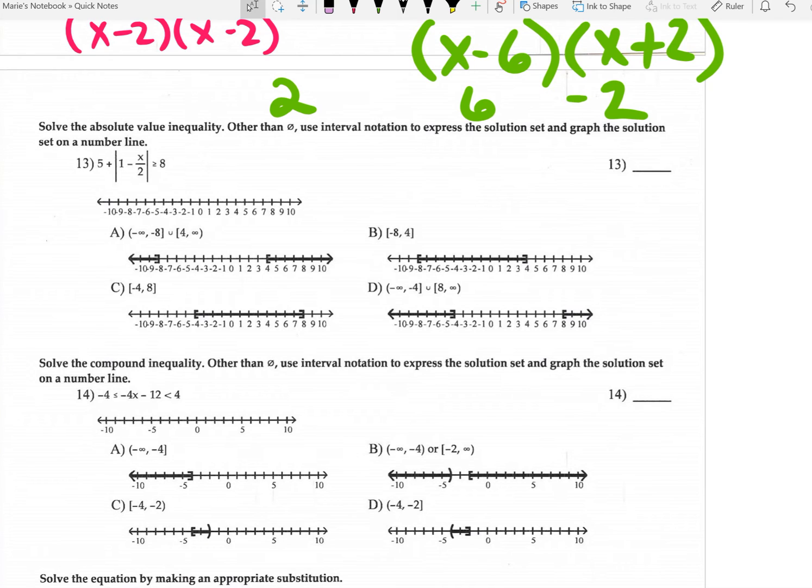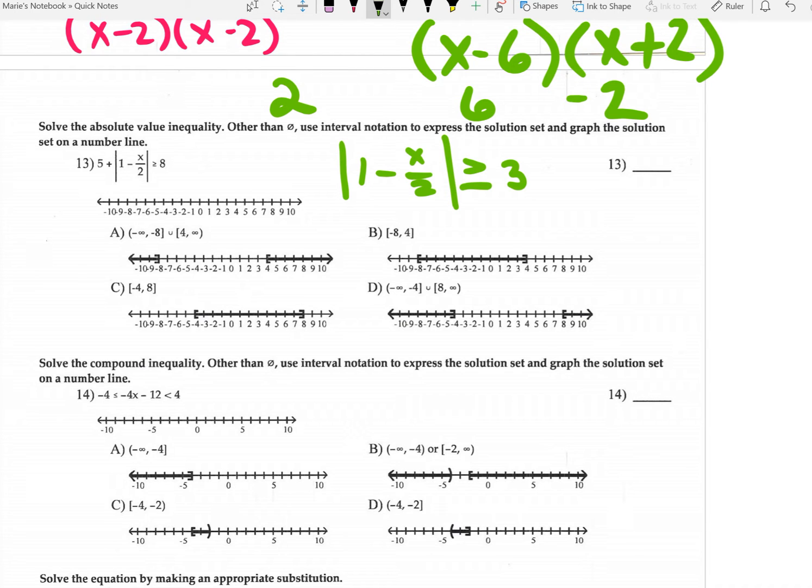Number 13, solve the absolute value inequality other than null. Use interval notation to express the solution set and graph the solution set on a number line. Now we did these quite a bit in the last couple of days. And so for this one, the first thing I'm going to do is subtract that 5. And I'm going to be left with the absolute value of 1 minus x over 2 is greater than or equal to 3. Right? Because I've subtracted the 5 on both sides.